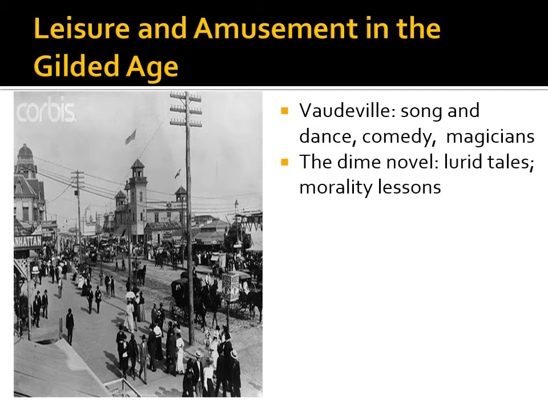Another form of entertainment that was common in the Gilded Age was the dime novel. Dime novel was a cheaply produced, lurid, often fantastical form of storytelling that was sold for, yeah, you can guess, a dime, 10 cents, meaning that it was available to even the poorest Americans.